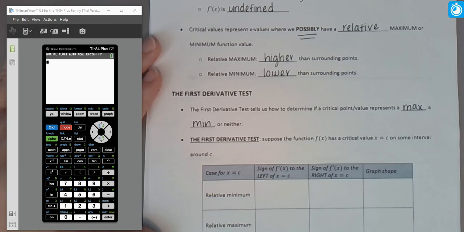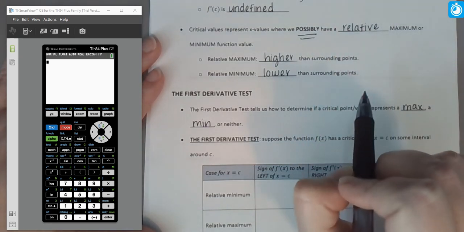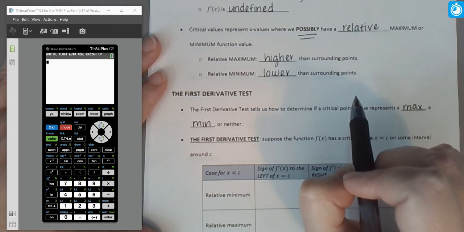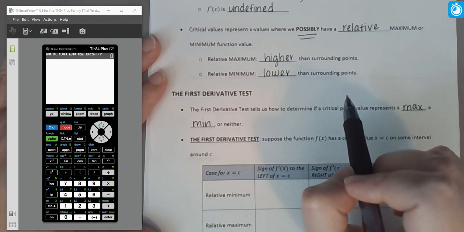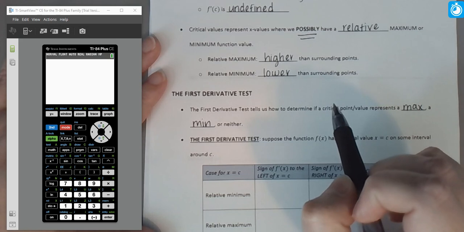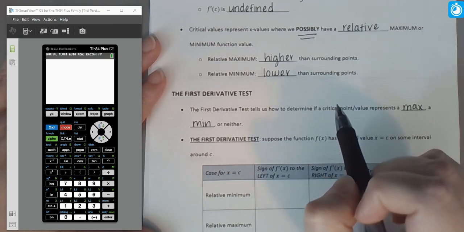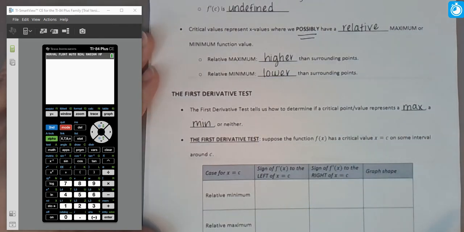Now, another thing we need to keep in mind is that we did use the term relative maximum and minimum. Relative means in relation to the points around it. It does not necessarily mean that we've reached the highest point on the graph or the lowest point on the graph. We've just reached a peak or a valley in relation to the points that are around it, in relation to an interval that surrounds that particular location.